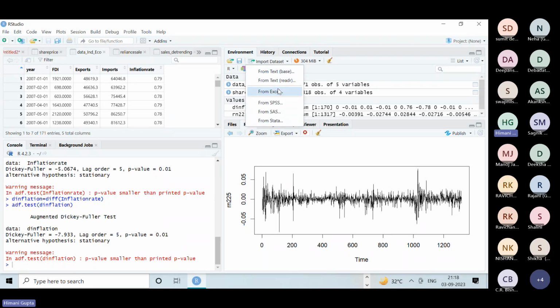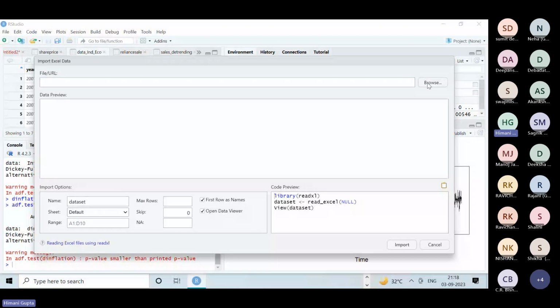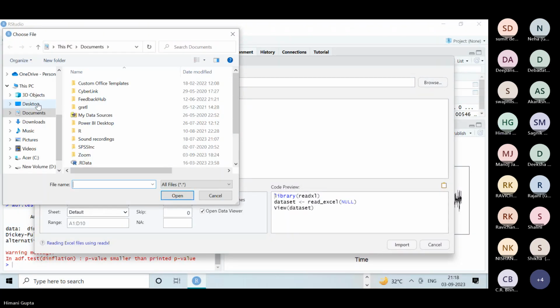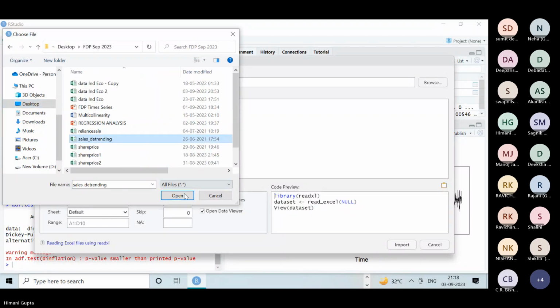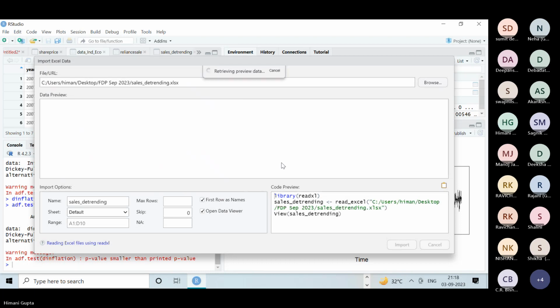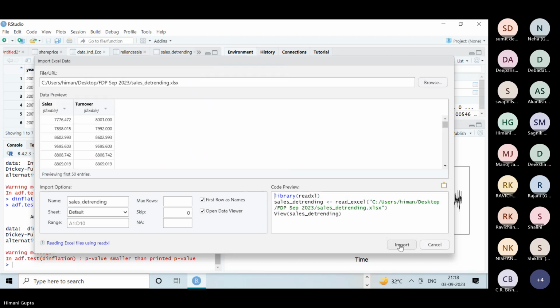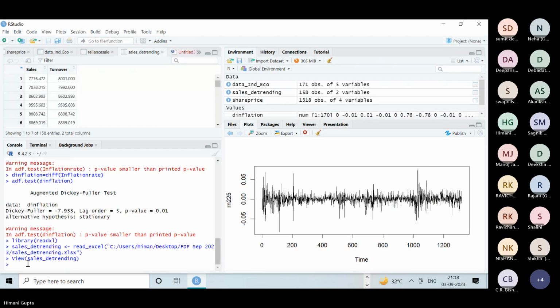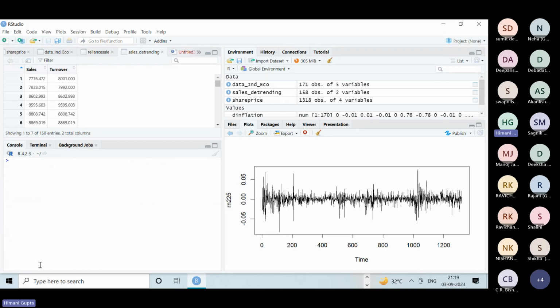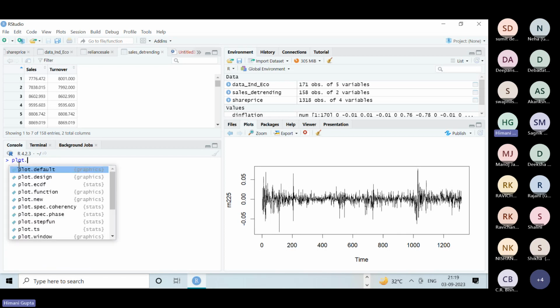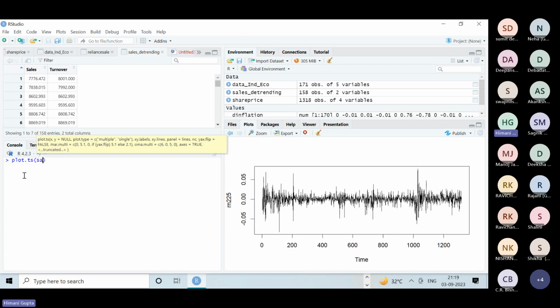Now let's go with one more Excel file. I have given you one Excel file for sales detrending. Now attach that file. Now, if you are going to observe this file, let me plot it, plot.ts, and let's say sales.